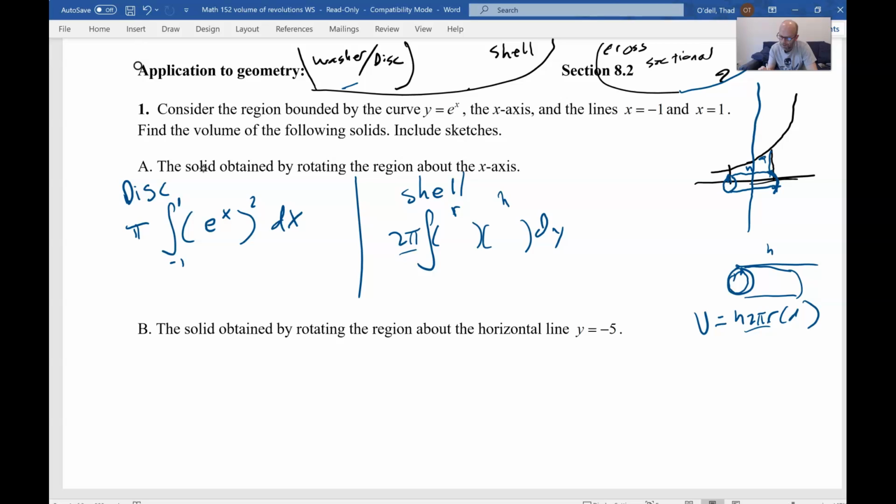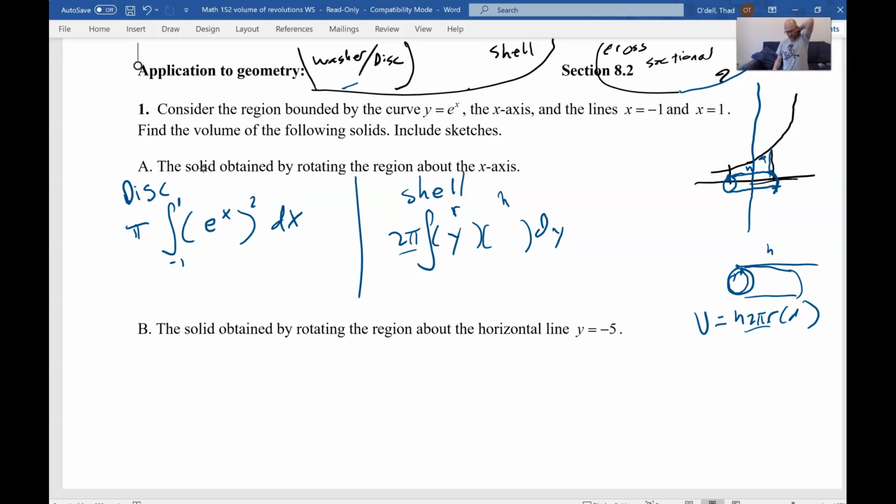Because I'm going from the x-axis to a certain point where the shell is. Remember, picture those nesting dolls. So this is one shell, there will be another one outside of it, and another one outside of it, and it'll fill in this whole space. So the radius is always going to be y.